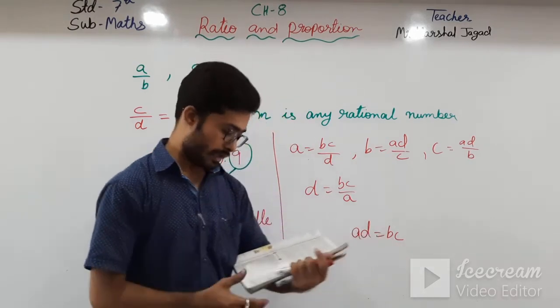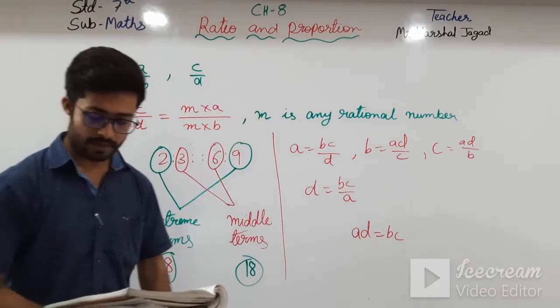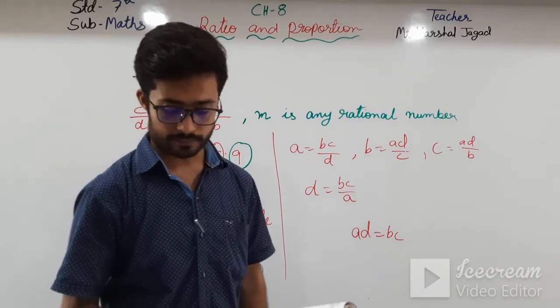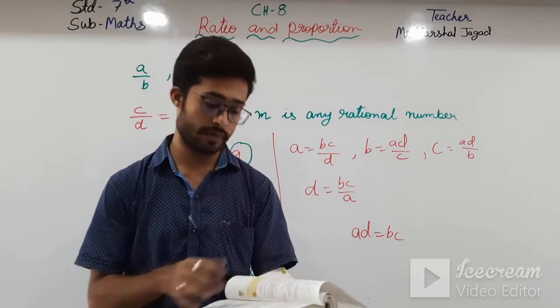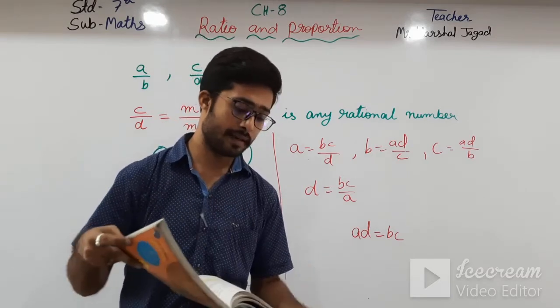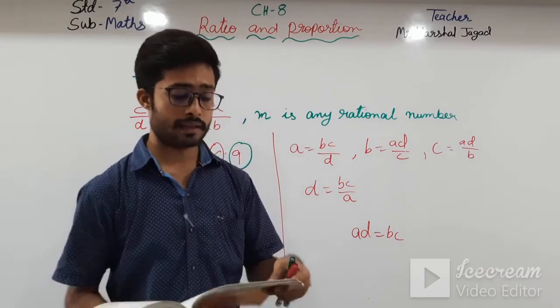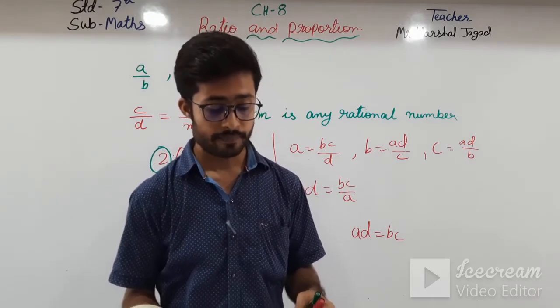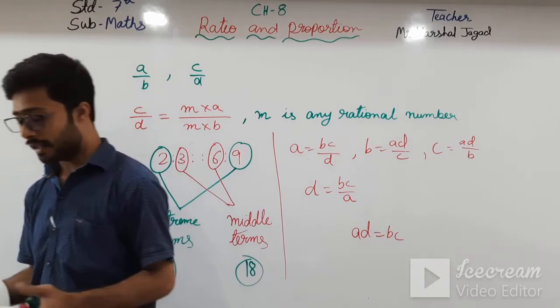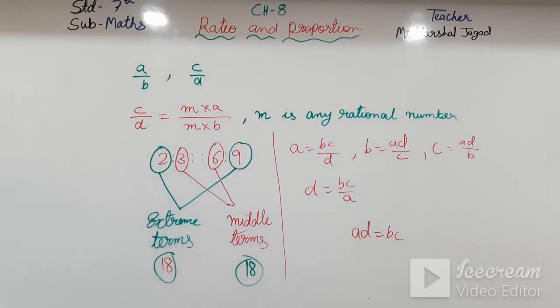Okay students, now moving further, thus if we know any three terms of the proportion, we can find the fourth one. So there is an example given over here. Are the ratios 3:4 and 5:6 equivalent? Now we have to see whether they are equivalent or not. Let us see that, students.